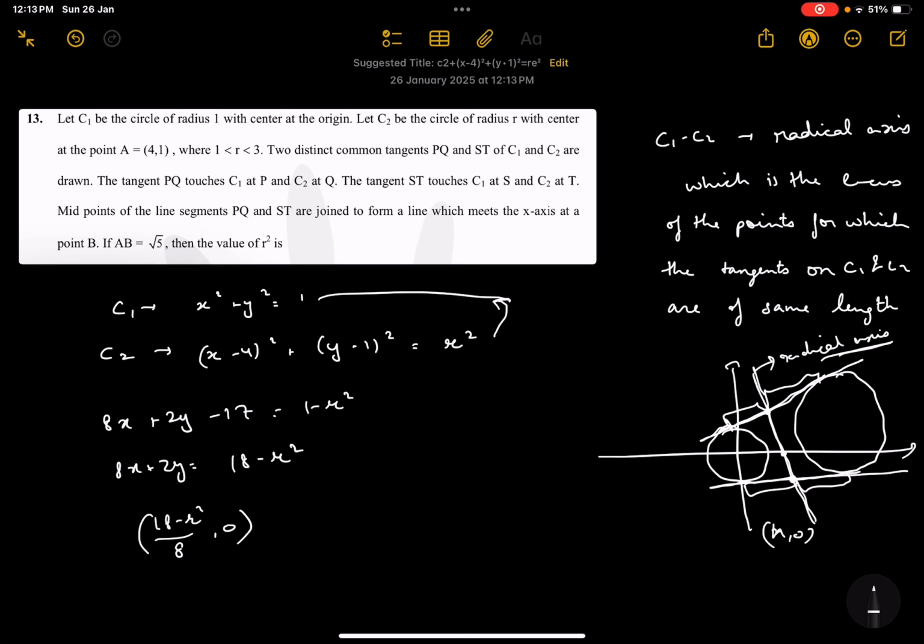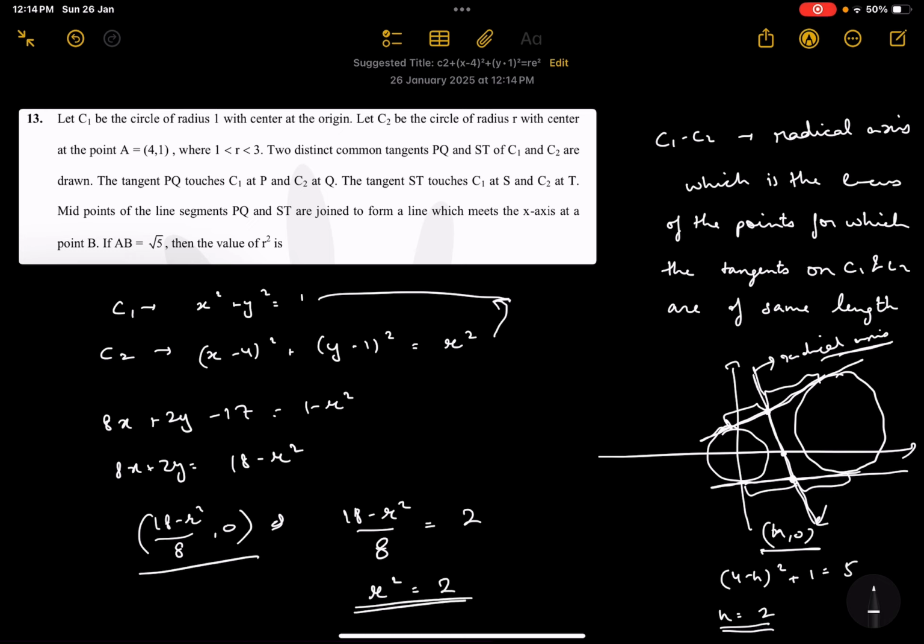Then we have the distance AB, which is (4 minus h) square plus (1 minus 0) square equals 5. So that gives me h equals 2. So that gives me (18 minus r square)/8, because this is the x-intercept and h, 0 was the x-intercept for this line. So these two must be the same. That gives me r square equals 2. The answer is 2.